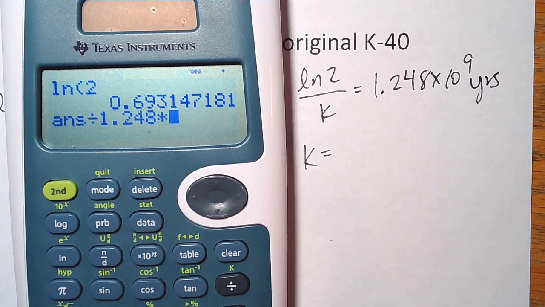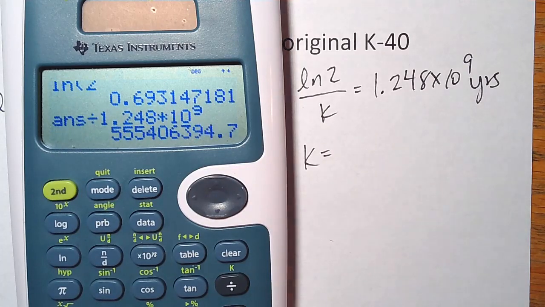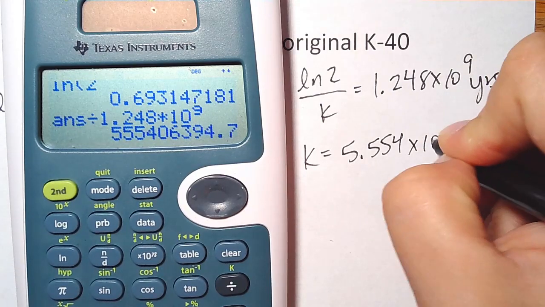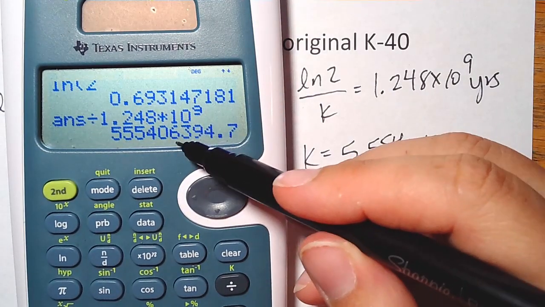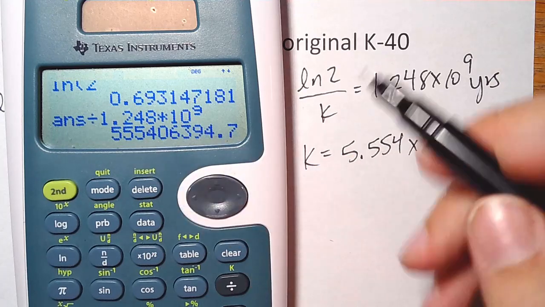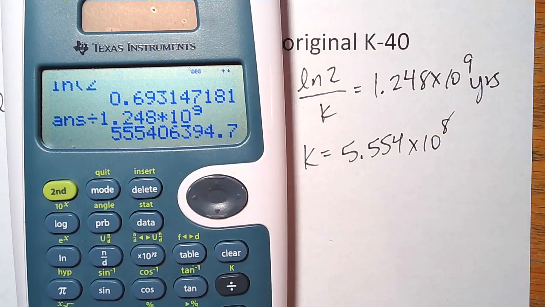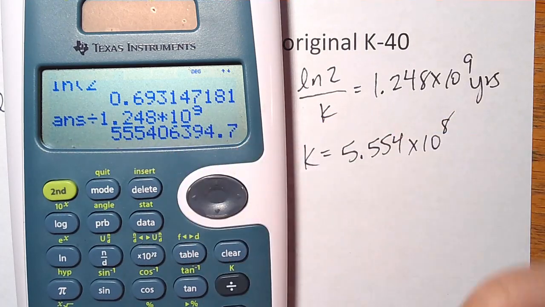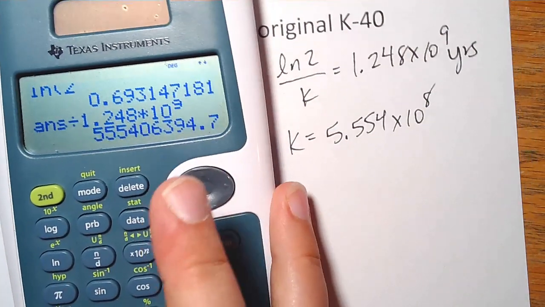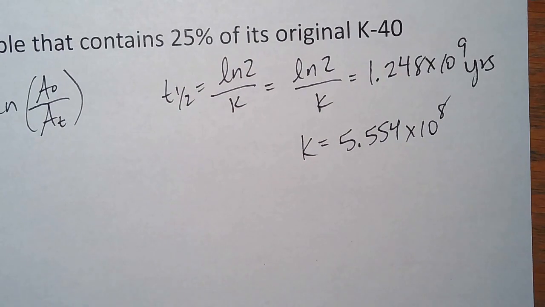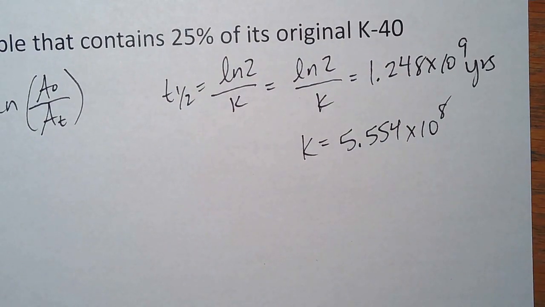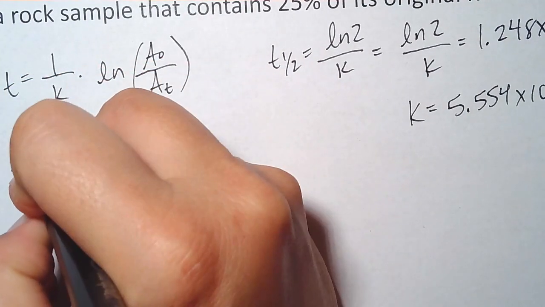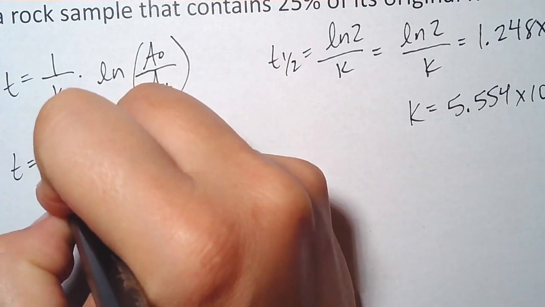So 5.554 times 10 to the 8. Alright, 1, 2, 3, 4, 5, 6, 8. Alright, so this is our K value. We're going to plug that in over here. 1 over 5.554 times 10 to the 8 times ln.